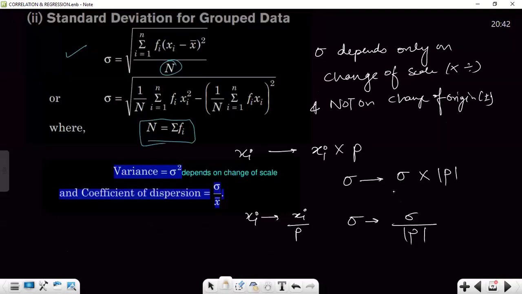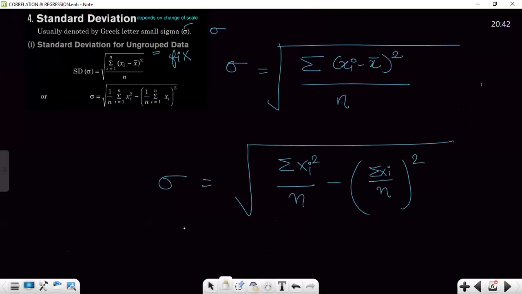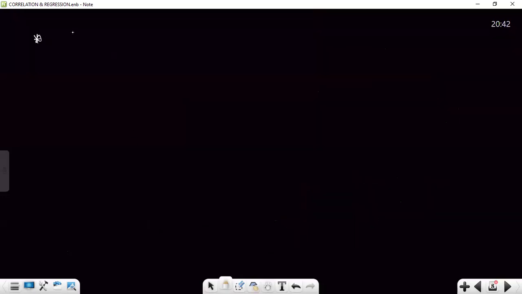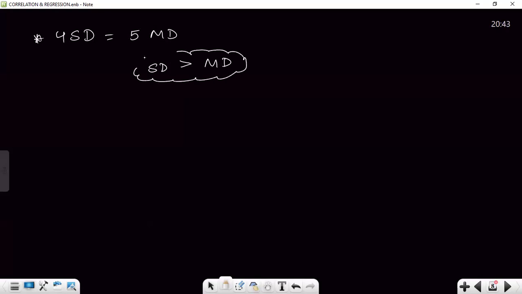Now some important facts about standard deviation and mean deviation. Let me write it here. I'm writing standard deviation as SD and mean deviation as MD. So 4 times the standard deviation is 5 times the mean deviation. Often seen like this. The gist is: standard deviation is greater than mean deviation, always and every time. Very important.